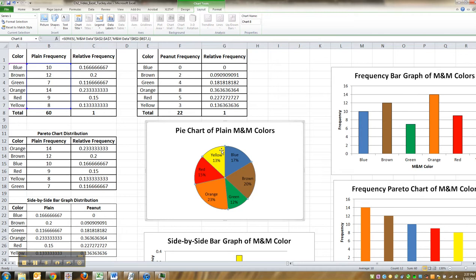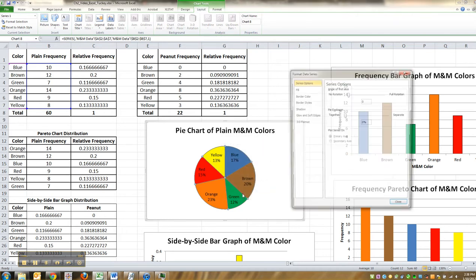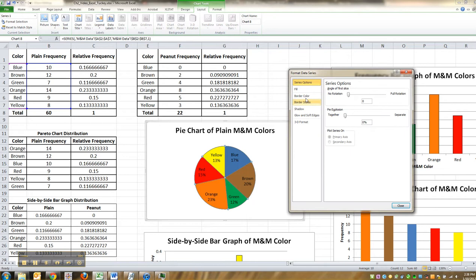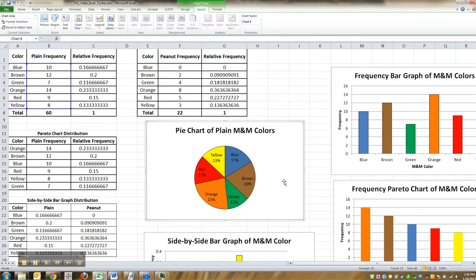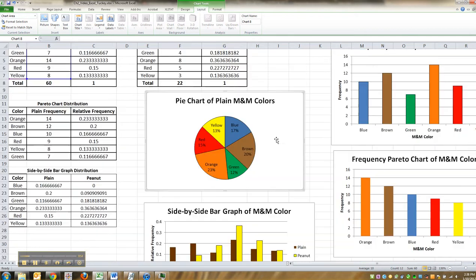See the dots around the whole thing. Right click. Format data series. Series means the whole thing. I'm going to add a border color. I'm going to add a solid line. Close. And then it added lines to it. That's just me. I like it. All right, we're all done with making the pie chart.